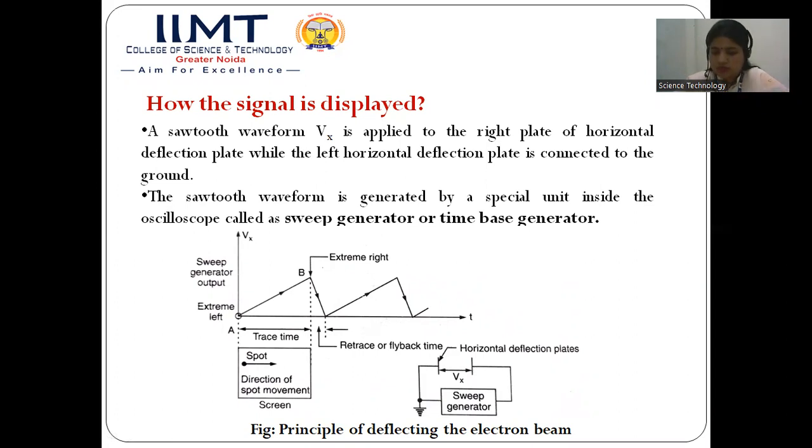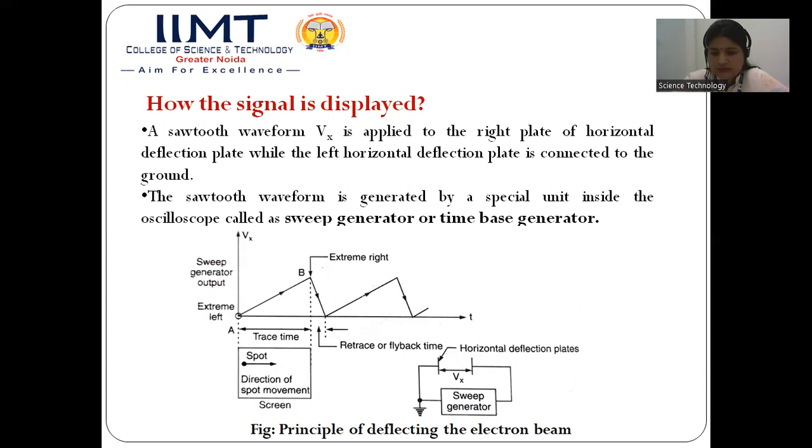Now, to understand how this sweep generator or these horizontal deflection plates are helpful in getting the output waveform on the screen, we will assume that we are not applying any signal on the vertical deflection plate. So let us assume that the voltage applied between the vertical deflection plates is 0. That is, we are not applying any input signal on the vertical deflection plate. We are just considering only the sawtooth waveform which is applied on the horizontal deflection plate by using the sweep generator or the time-base generator.